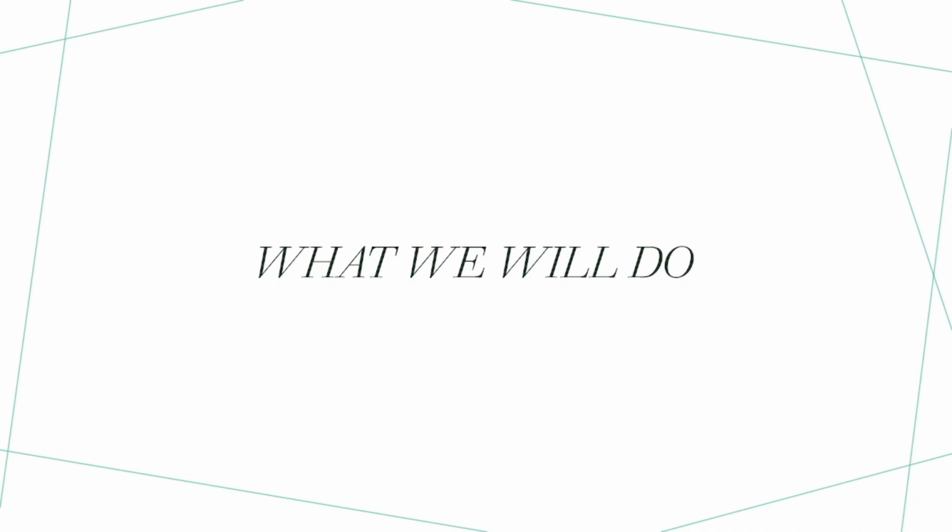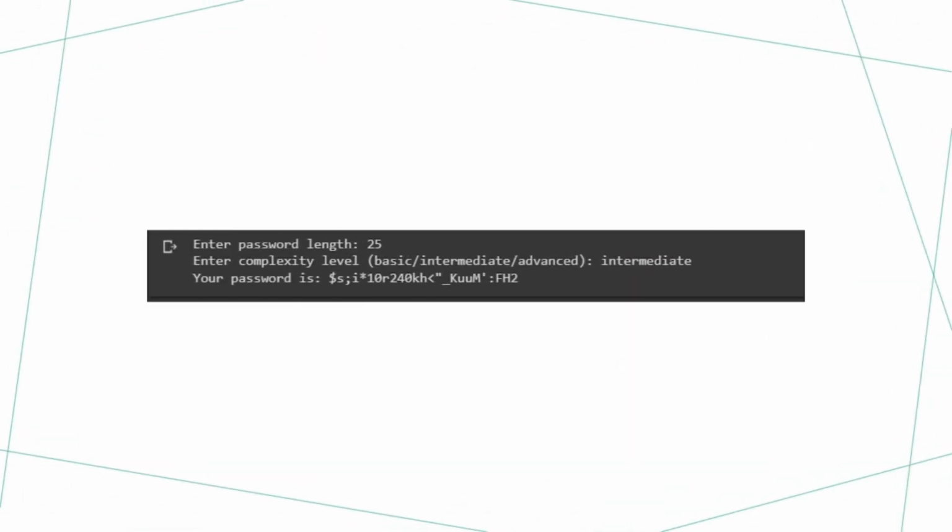Let's see how our program is going to work. Our program here is going to ask for the password length. Based on this number, our program is going to create a password which has that length. In the next step, our program is going to ask for password complexity. Here is the complete output of our password generator.